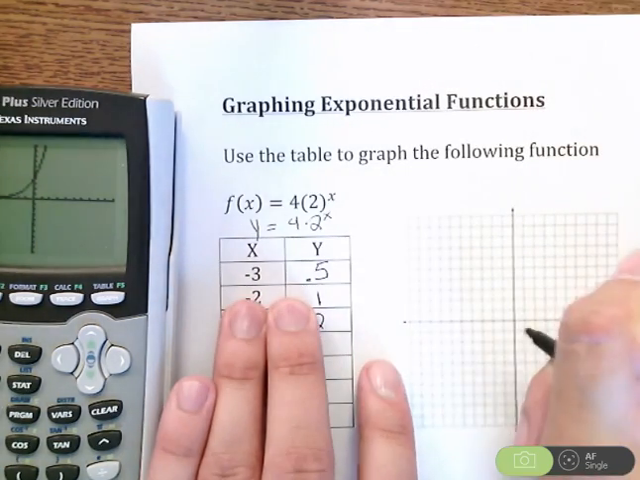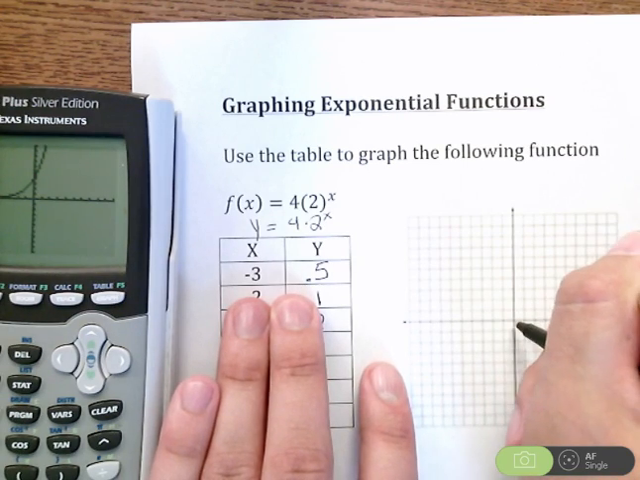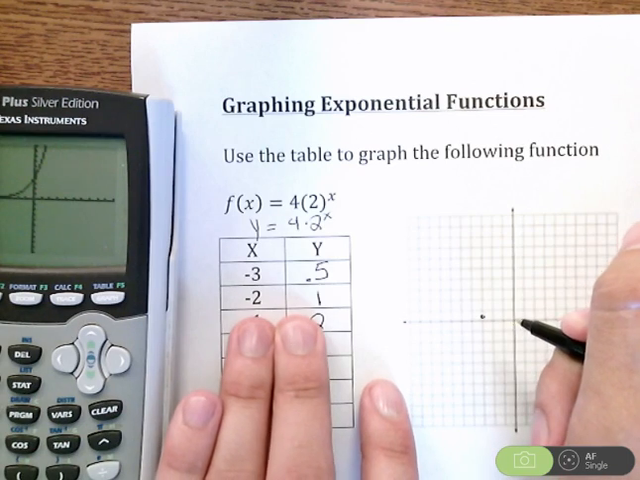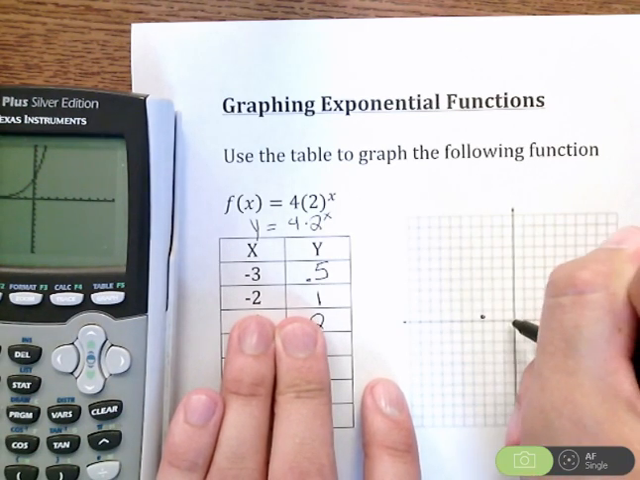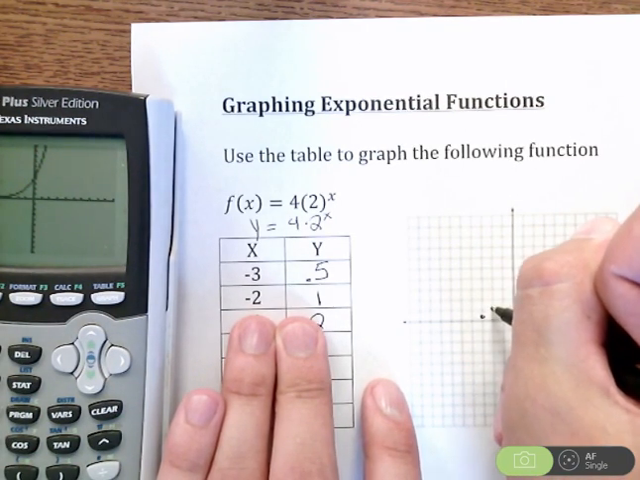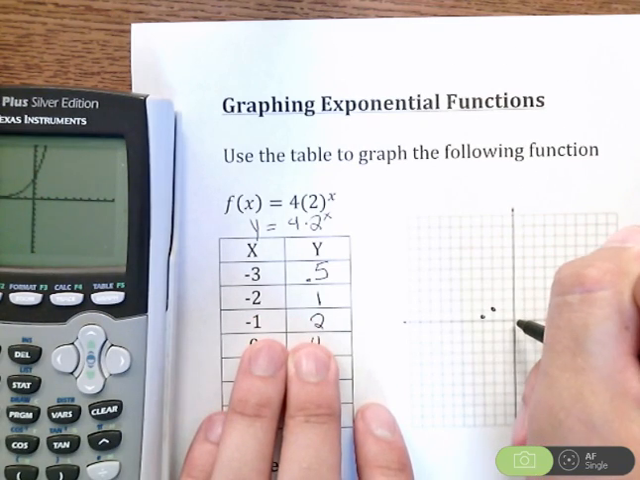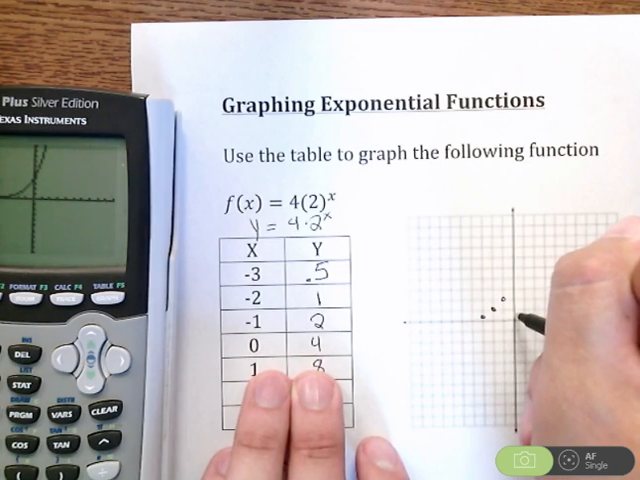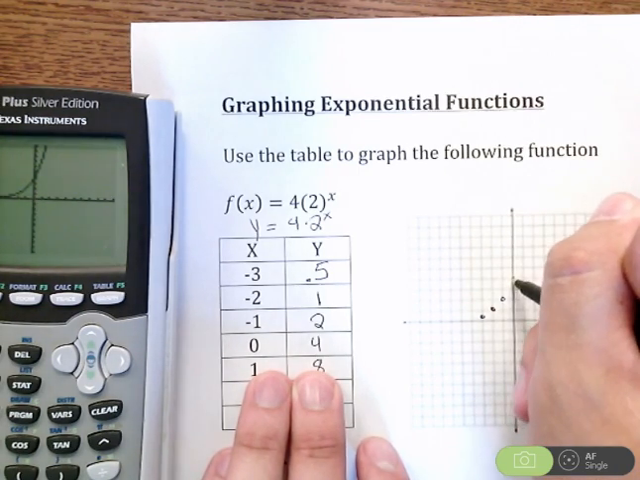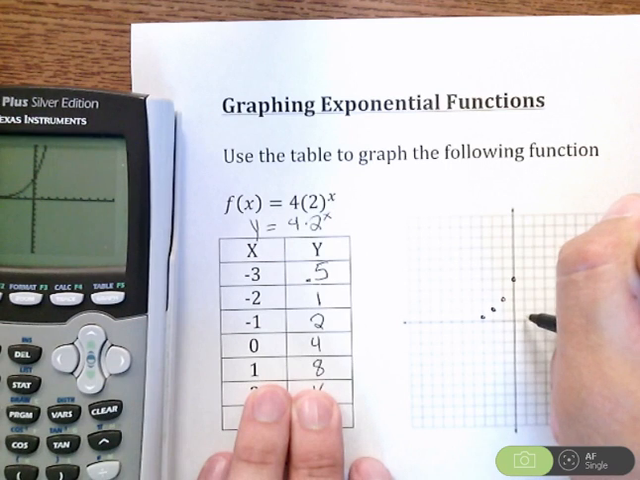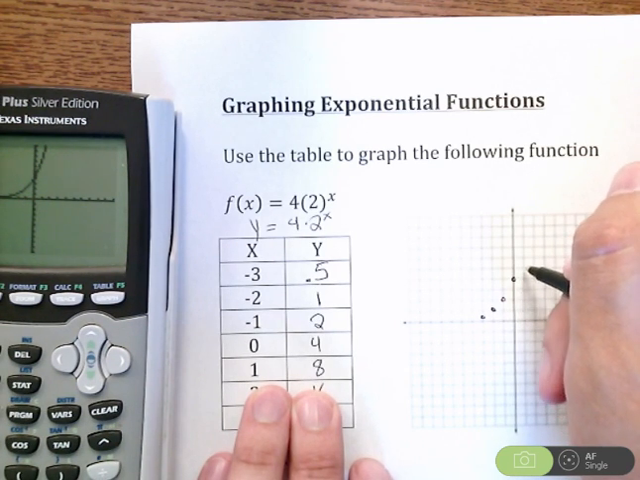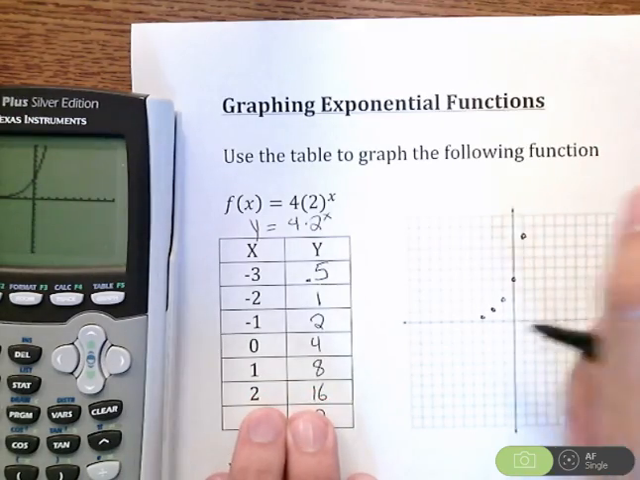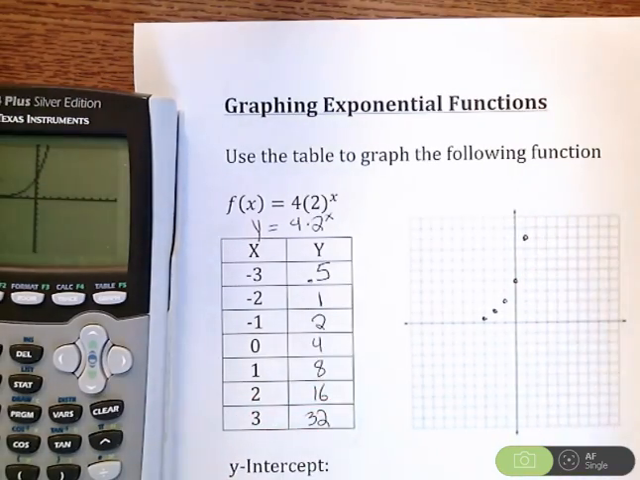So my first point, -3, 0.5. I'm going to go to x equals -3 and 0.5 there. Then I have the point -2, 1, so we go left 2, up 1. -1, 2, so left 1, up 2. 0, 4, so don't go anywhere on x, and then go up 1, 2, 3, 4. And then I need 1, 8: over 1, then up 1, 2, 3, 4, 5, 6, 7, 8. My next points, 2, 16 and 3, 32, are off the graph.